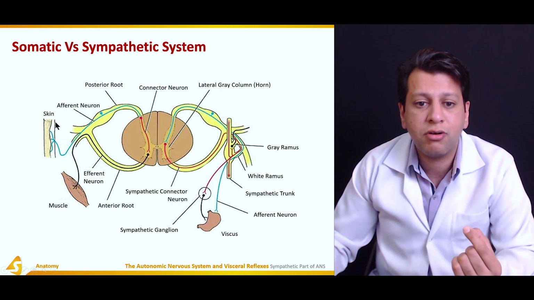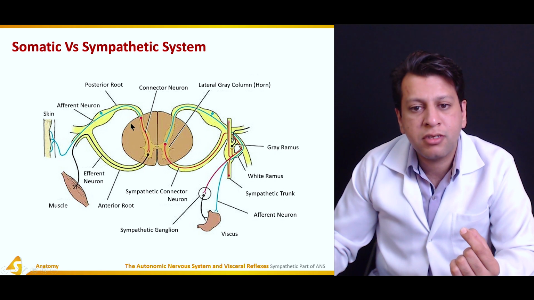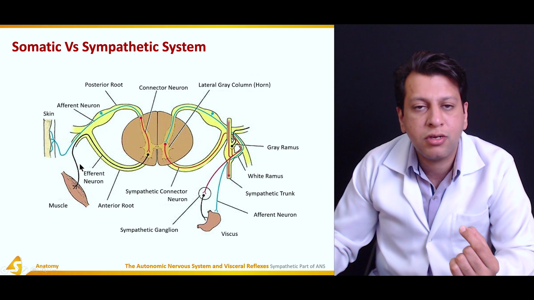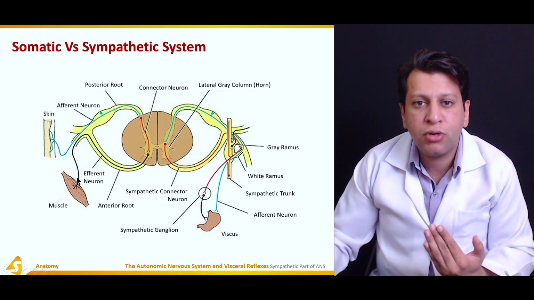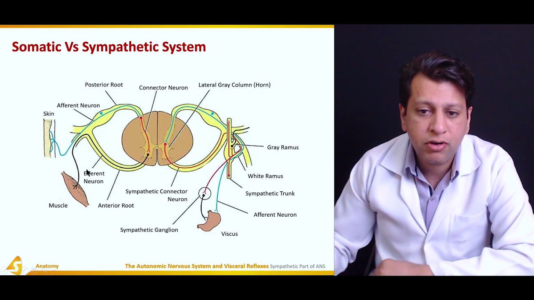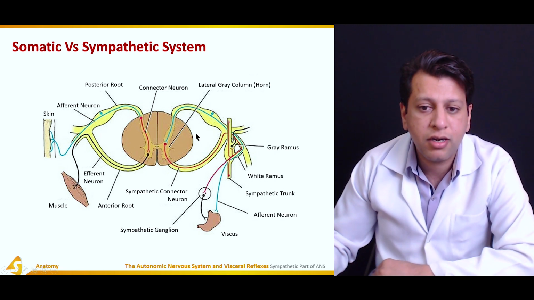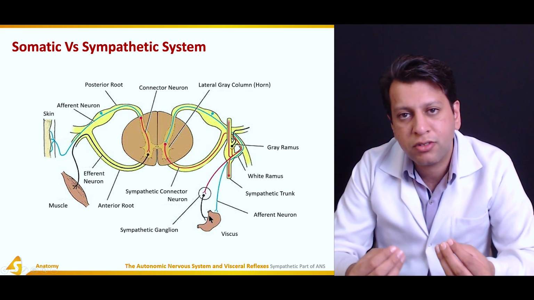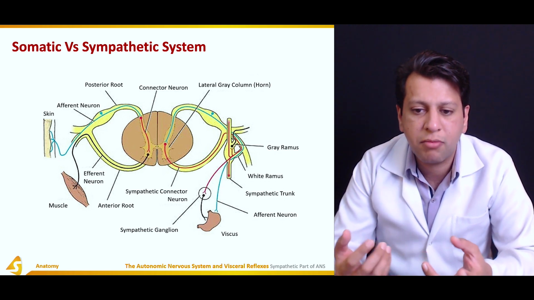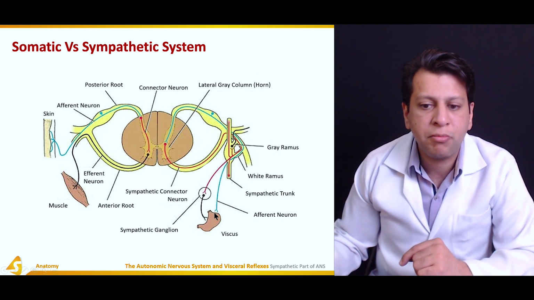The skin will sense the heat, they will send impulses back to the spinal cord, they will get connected, and suddenly the postganglionic fibers will go to the muscle which is specifically needed to contract so that we can pull our hand back. But in case of the autonomic nervous system, it's a little different. The sensory fibers are actually coming from the organ which is being affected. For example, it's showing the stomach over here.